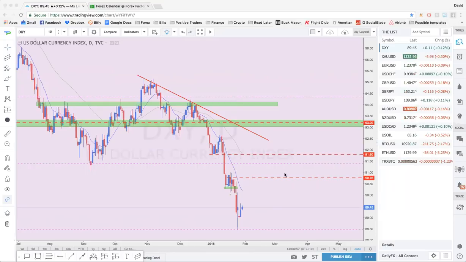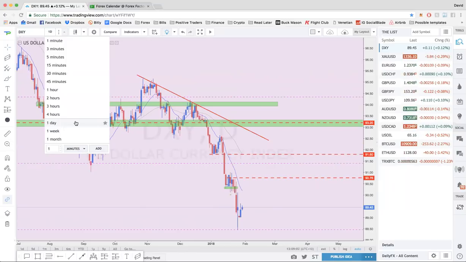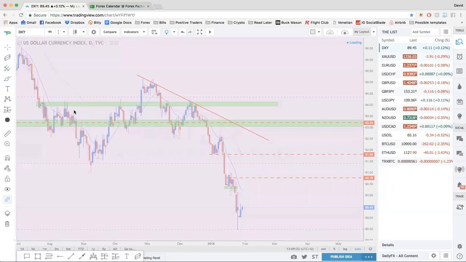That being said, we're probably going to be looking at opportunities to buy the dollar, which would translate into opportunities to sell EURUSD, potential sells on the Australian dollar versus the US dollar, the New Zealand dollar versus the US dollar, potential buys on USDCAD, potential buys on USD Swiss franc, potential sells on pound dollar, that sort of thing.